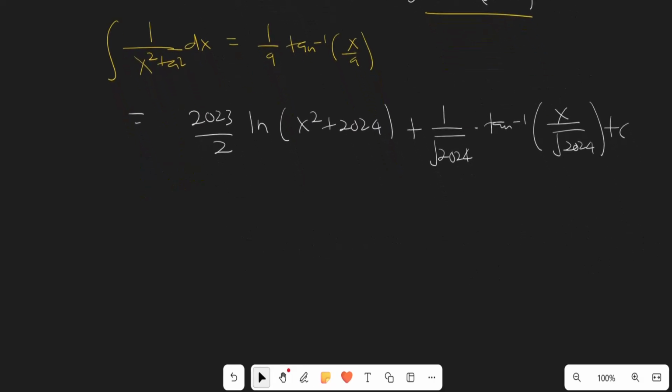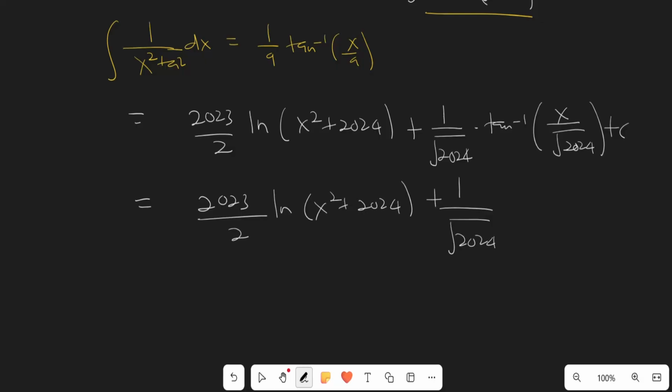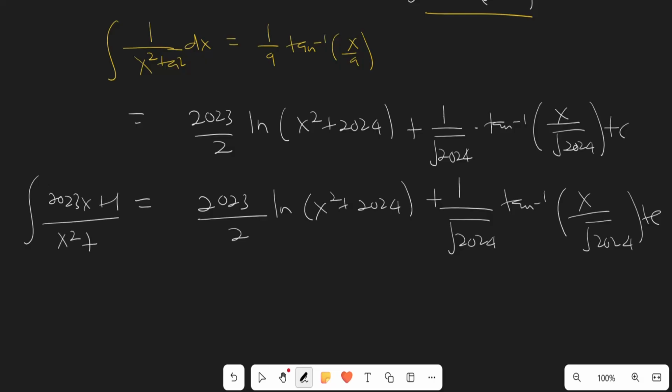So we can clean things up a little bit. I think it's already clean. So this is 2023 over 2 times the natural logarithm of (x² + 2024), plus 1 over the square root of 2024 times the arctan of x over the square root of 2024, plus the constant of integration. And this is our integral of (2023x + 1) divided by (x² + 2024) dx. So this is the value of our integral.